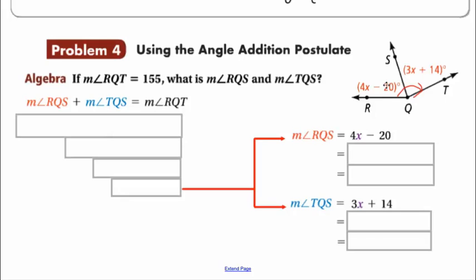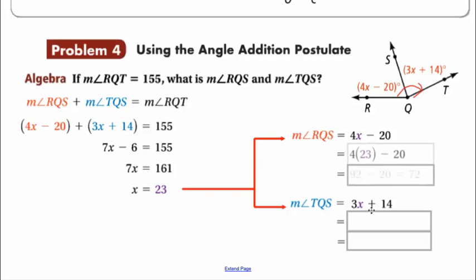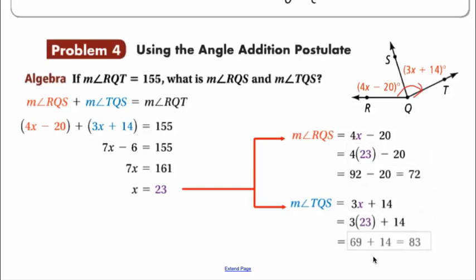And we have some algebraic expressions for the two smaller ones. So let's go ahead and substitute what we know. Then we can get our like terms together and solve for x. Once we know what x is, in this case it's 23, we can plug that back into the algebraic expressions for our angles and find out what those measures are. So we find that measure angle RQS is 72 and TQS is 83. And if you add those two together, you do get the 155 that we started with.